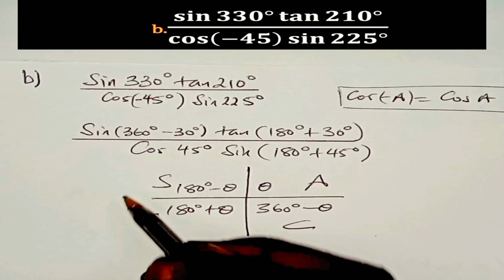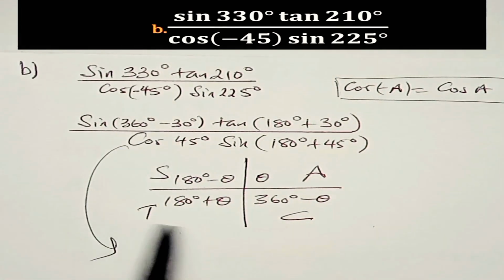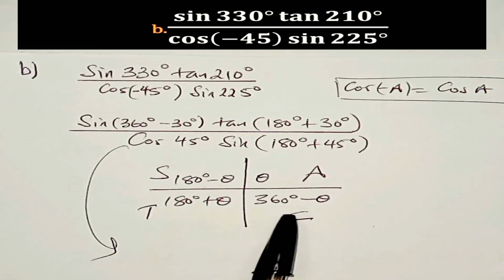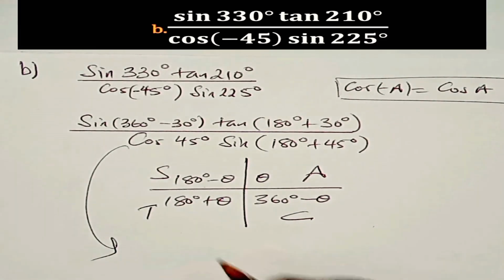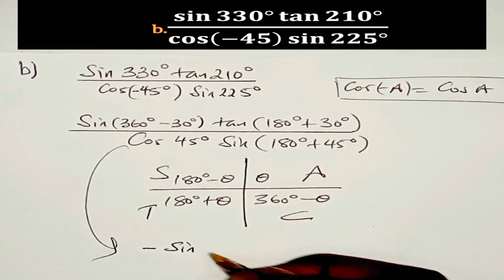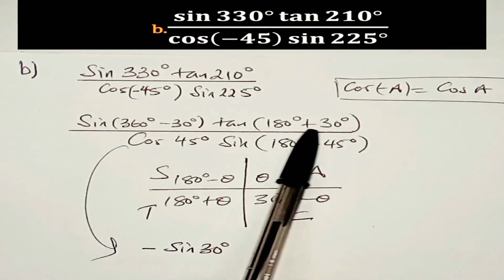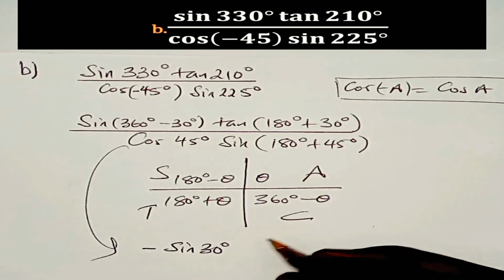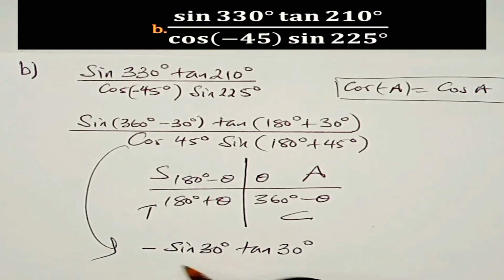Now, our expression becomes sine of 360 minus 30. We are in this quadrant, 360 minus theta. We are in the fourth quadrant. And sine is negative in that quadrant. So we have minus sine 30 degrees. And we move on to tan. Tan of 180 degrees plus 30. We are in the third quadrant. And tan is positive there. So we have tan 30 degrees.